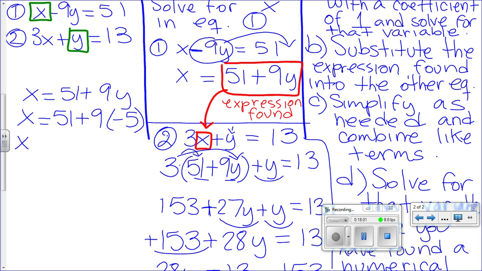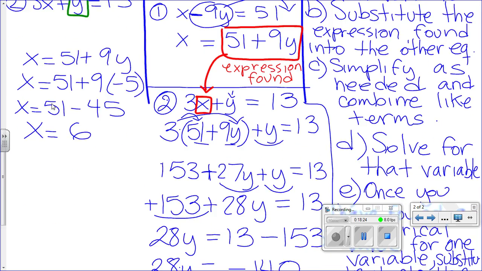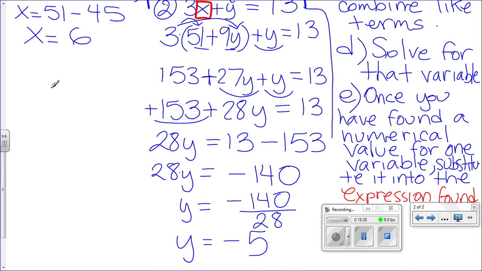So that would be x is equal to 51. 9 times negative 5 is negative 45. And so x is equal to 6. So 6, negative 5 is the intersection point? Correct. So, very good. So if we translate that to a graphical representation, the point positive 6, comma, negative 5 is going to be the intersection point.